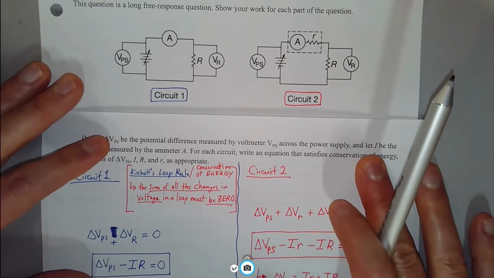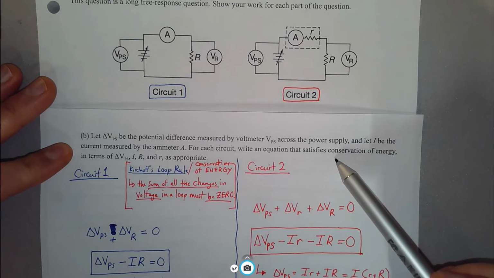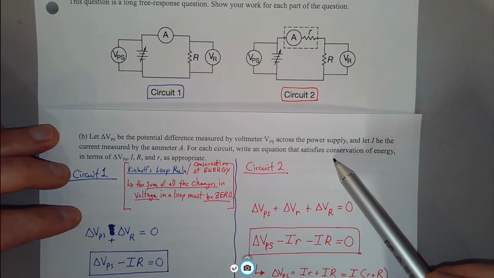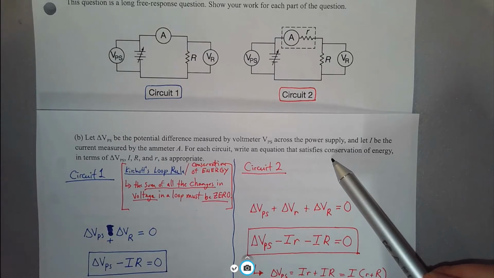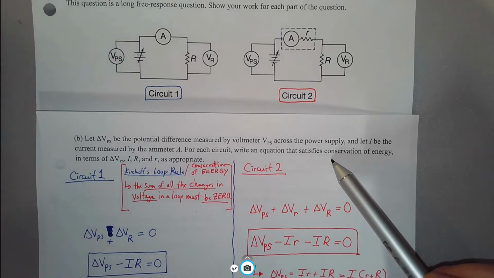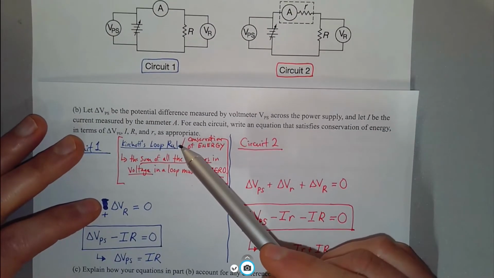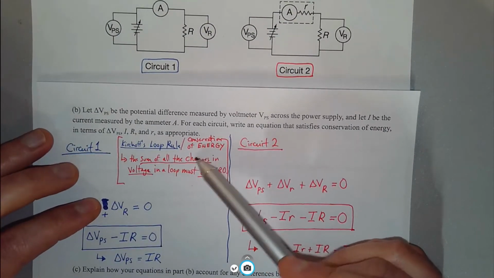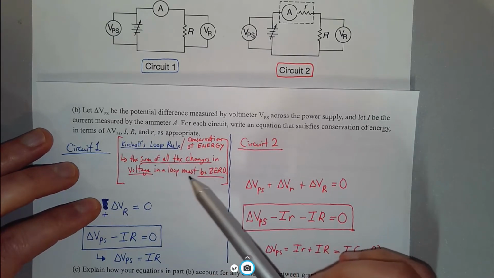And first of all, we need to ask what it means for an equation to satisfy the conservation of energy. Remember, in a circuit, the voltage at different points, or the change in voltage across something, tells you how many joules of energy are stored per coulomb of charge. And so Kirchhoff's loop rule is kind of like an energy conservation equation. Remember, the sum of all the changes in voltage in a loop must be 0.